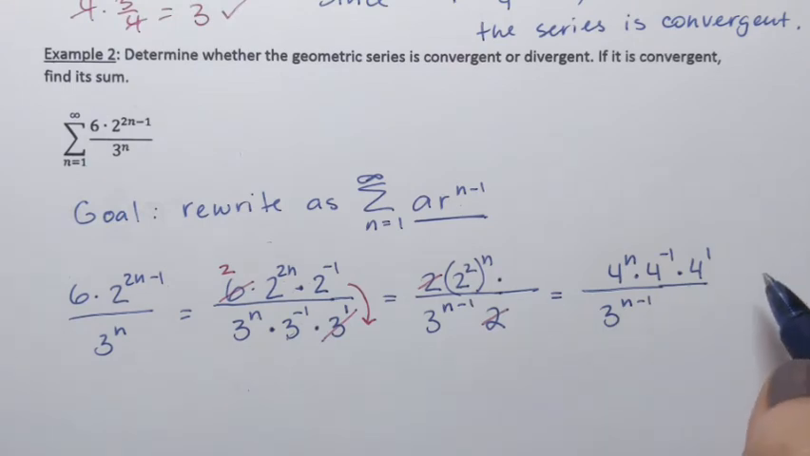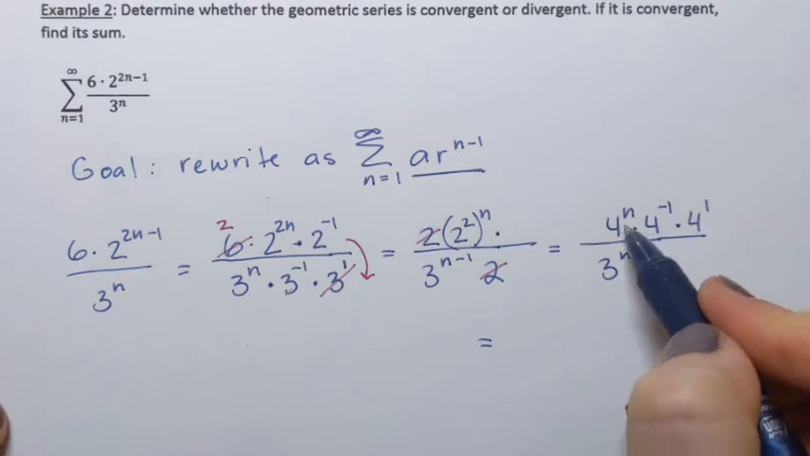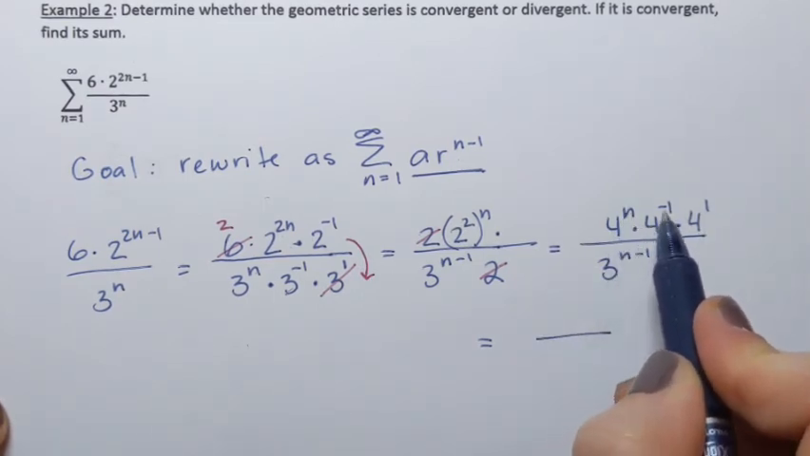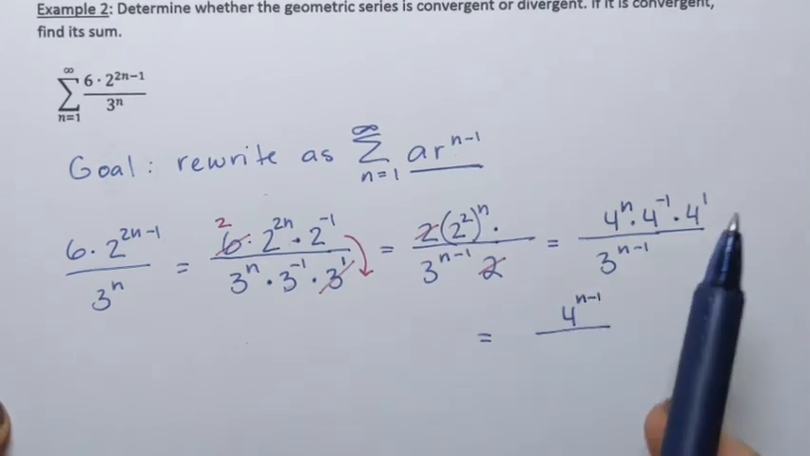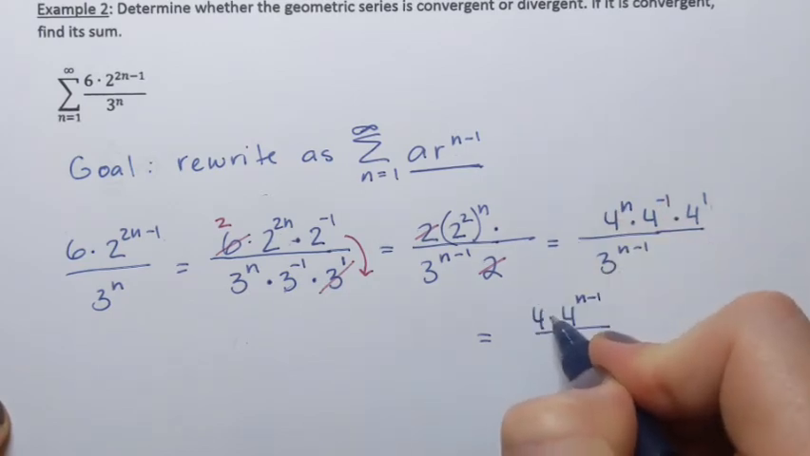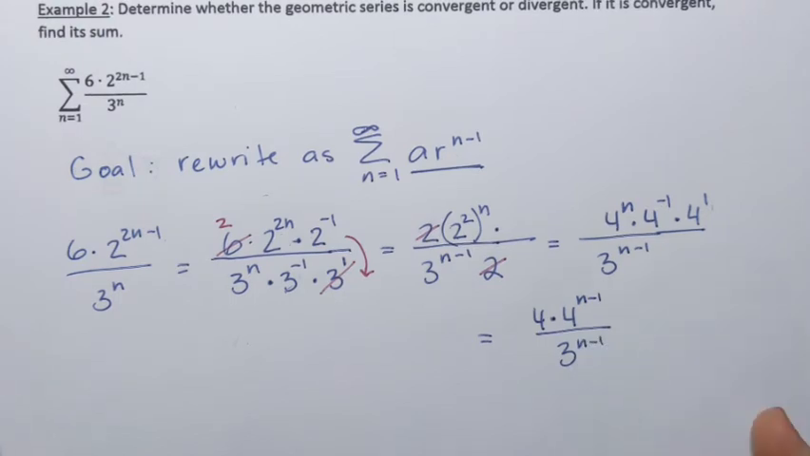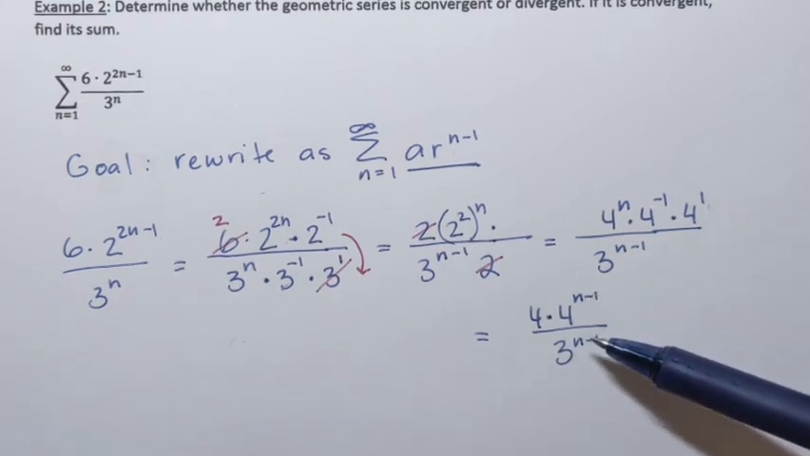Now, what does this mean? It means that now 4 to the power n and 4 to the power negative 1, I can combine. It's 4 to the power n minus 1. That 4 stays. I'll just write it in the front, right here, 4. And then denominator is 3 to the power n minus 1. Okay, so finally I have power n minus 1 on the top and on the bottom.